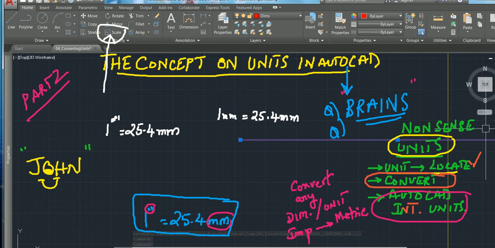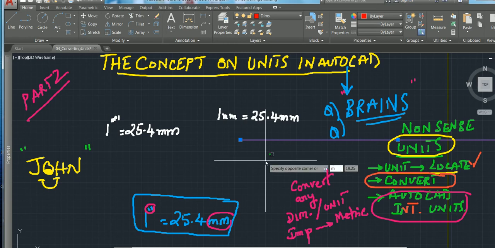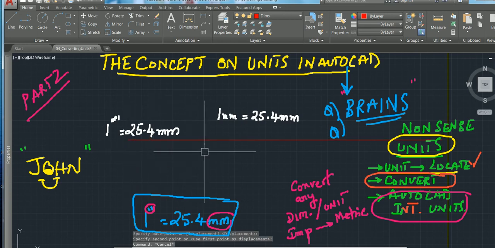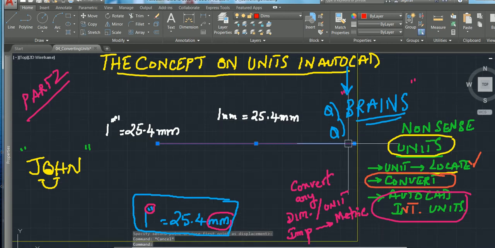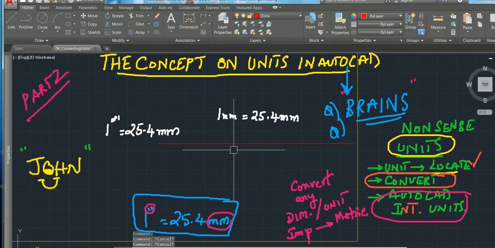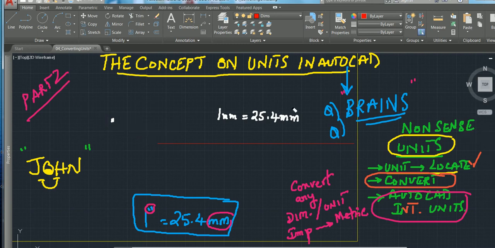Let me clean up a little bit. Let me see how long it is now. 25.4. If you cannot see it, just click the properties palette. The length is 25.4. So what did you understand from this video so far? When we understood this, what all did you understand?